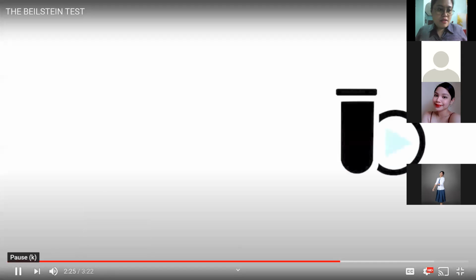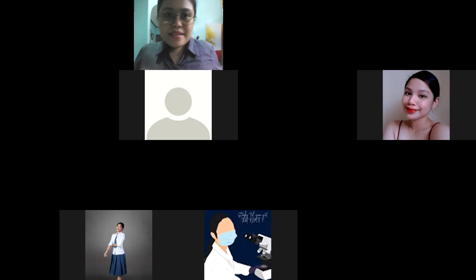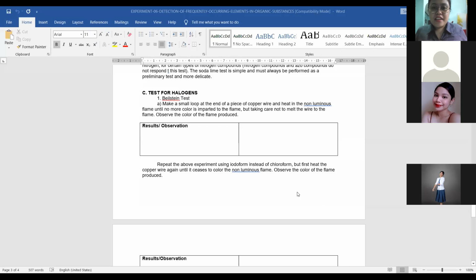Okay. So the positive result for the Beilstein test is a blue-green or green flame. It's an indication that it has a halogen component. So it can be fluorine, chlorine, bromine, or iodine. Take note, the Beilstein test is like a flame test. You will still use the non-luminous flame, and then the solution, you just put it on a wire, and then subject it to the flame, and then it will produce a color.